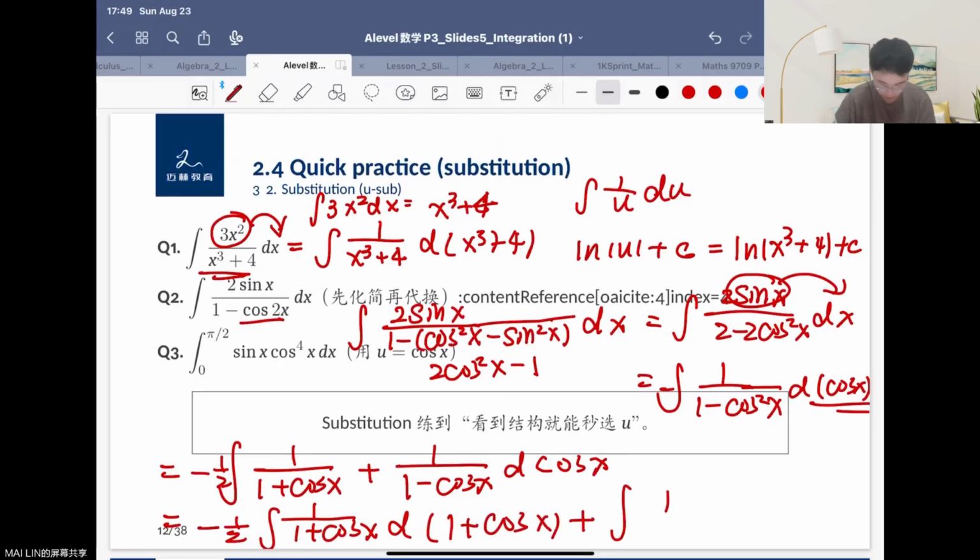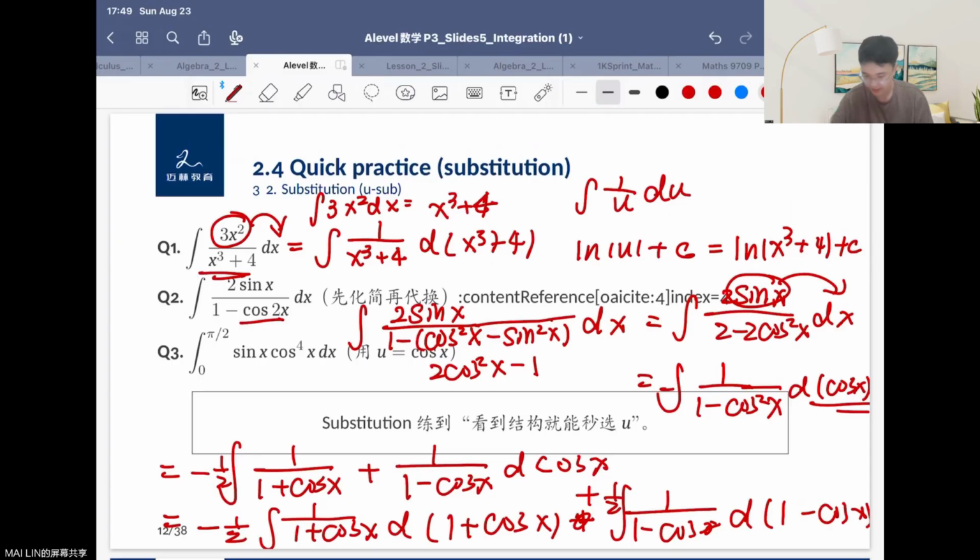Plus the integration of 1 over 1 minus cosine x d. Maybe here is negative, right? Here is plus, okay, plus a half of 1 minus cosine x, okay? That is it. So you can just calculate the value here. That is half ln of 1 minus cosine x over 1 plus cosine x, plus c, okay? That is for the second question here.